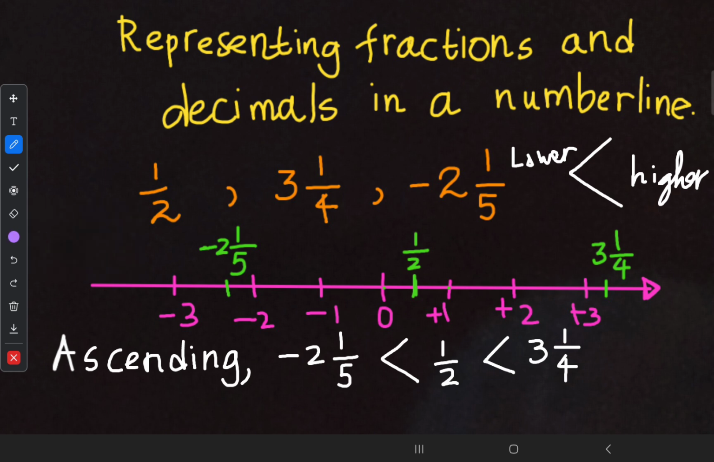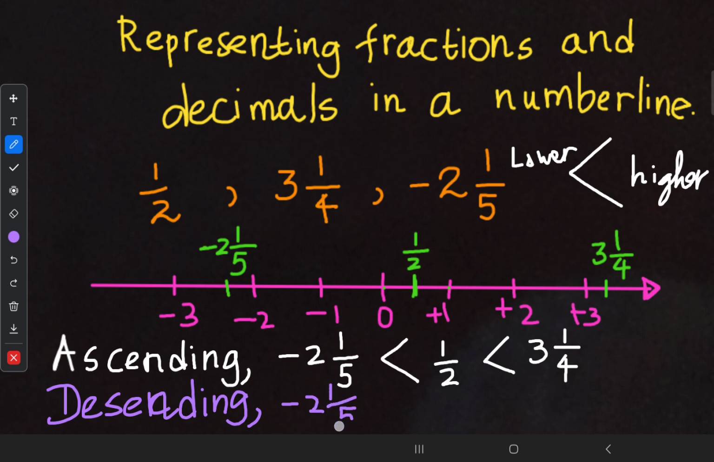Similarly, when we order them in descending order, it is the same as the previous one. Negative 2 into 1 upon 5 is the least one. Here also you have to use the same symbol in this way. When we look at it this way, this is in ascending manner.